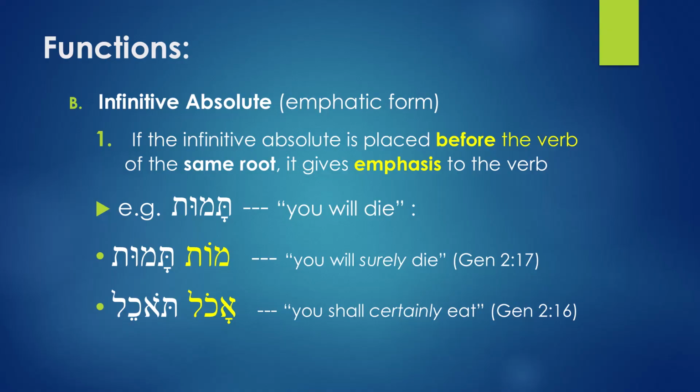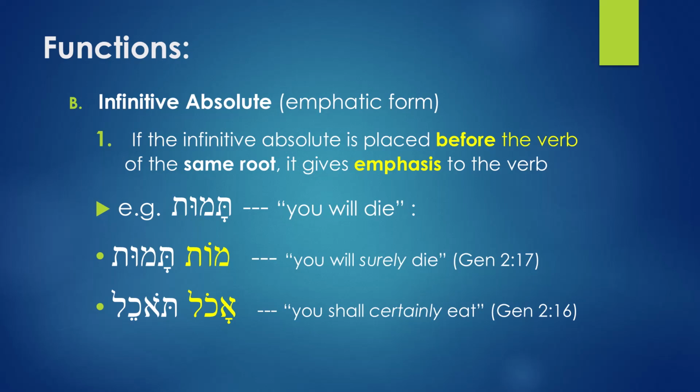And you're going to find Bible versions that translate it as, to die, you will die. That is incorrect. Why? Because the infinitive is emphasizing the verb. And so the correct way of translating it is, you will surely die, or you will certainly die. That's the correct way of translating the infinitive when it's placed before the verb of the same root. In this case, you have mot tamut. You will surely die.